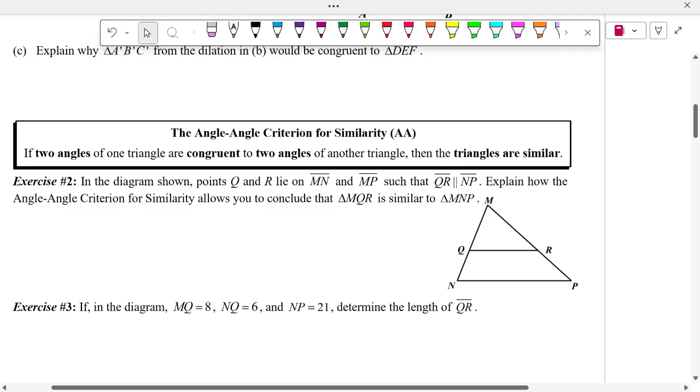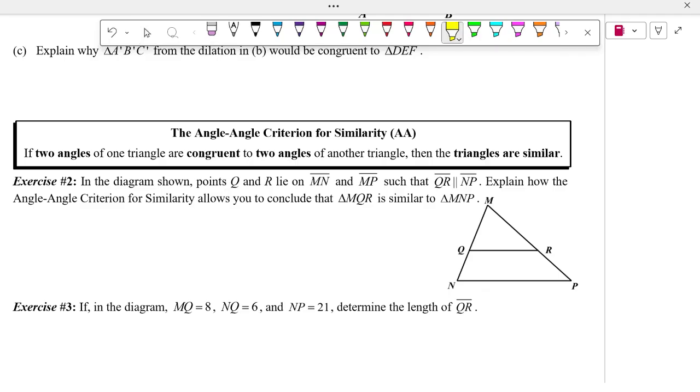These are all the postulates that can make similar triangles. Just like how we have congruency postulates, so side, side, side, side, angle, angle, angle, side, and hypotenuse leg, there are also similarity postulates, but there's less of them. There's only 3 similarity postulates.